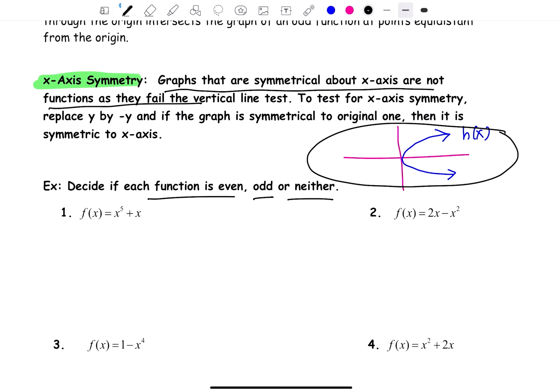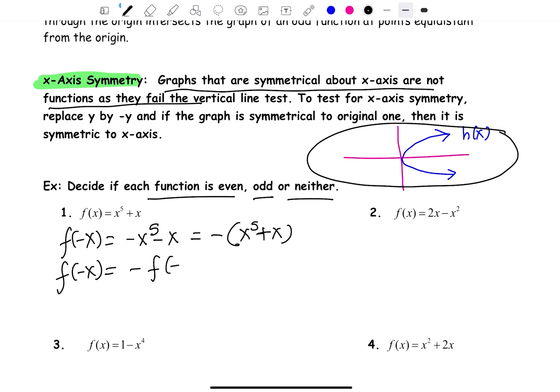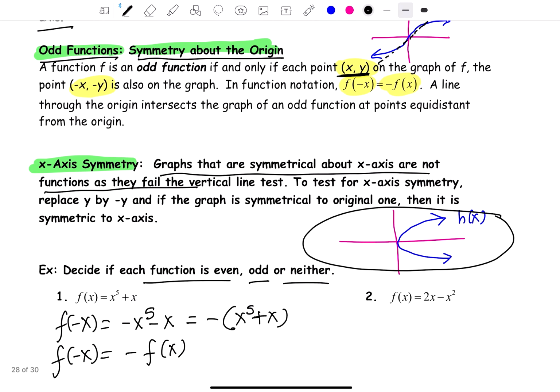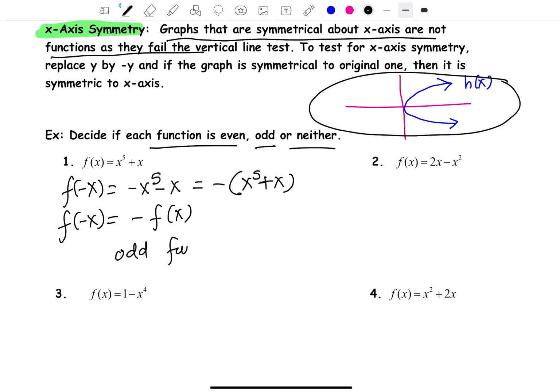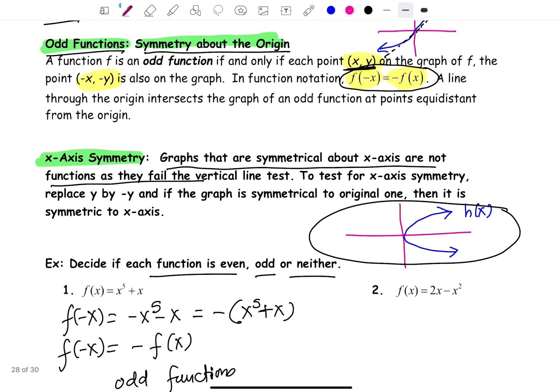So first problem, we're deciding if the function is even, odd, or neither. If I replace x by negative x, let's see what happens. This is going to be negative x to the fifth minus x. And I can pull that negative out: negative of x to the fifth plus x. So in this case, f of negative x is equal to negative of f of x. And that means it is an odd function. And odd functions do have origin symmetry.